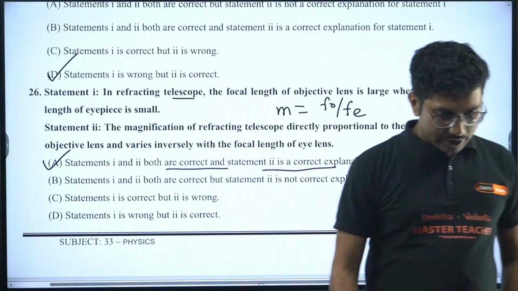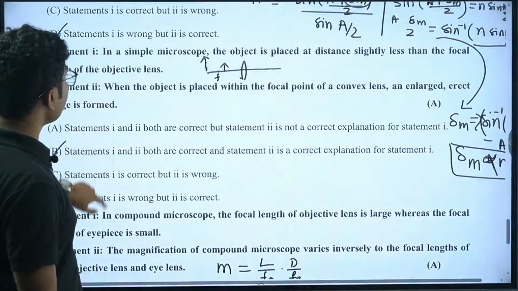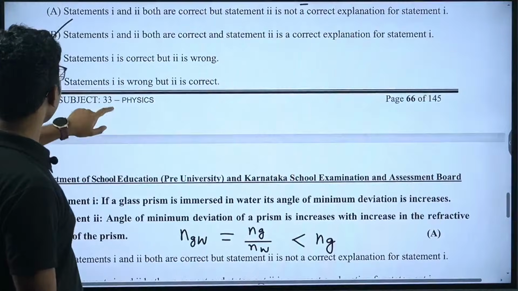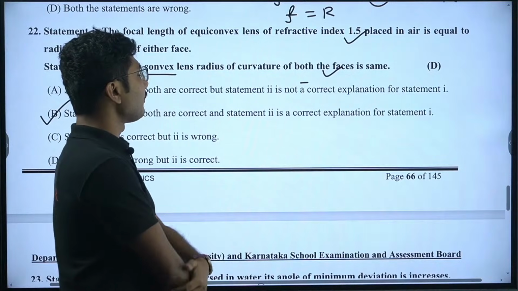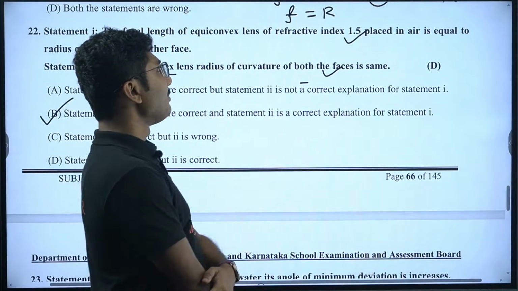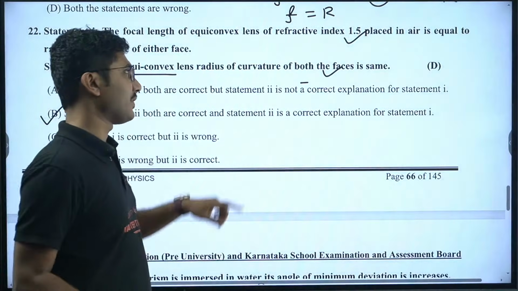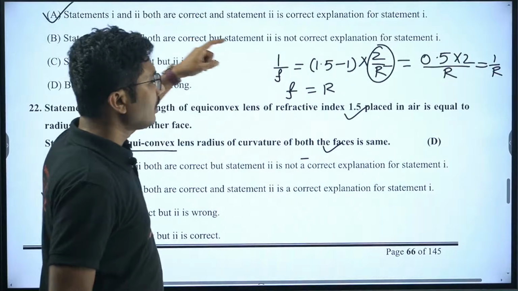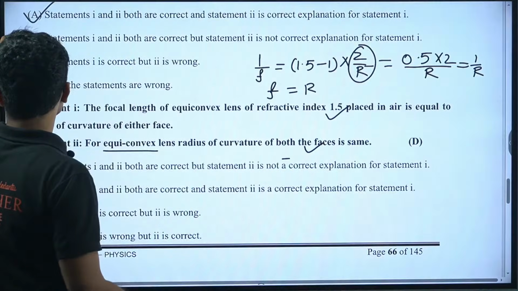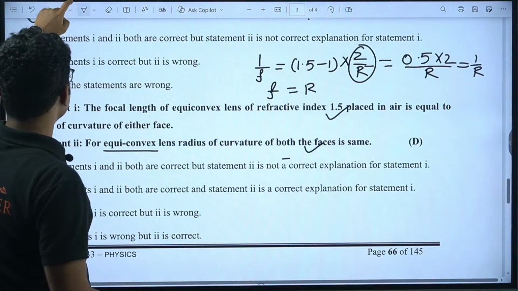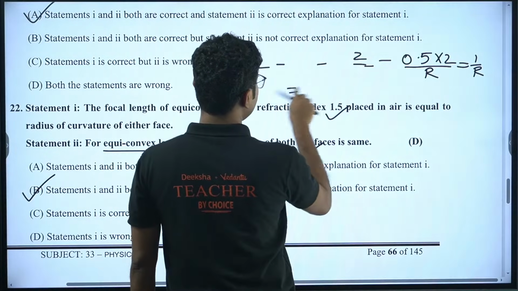Rukmini is saying, can you explain 22? Okay, Rukmini, why not? Focal length of equiconvex lens of refractive index 1.5 placed in air is equal to radius of curvature of either face, any one of the faces. Okay, so you can use the lens maker's equation. Let me start from scratch so that you can understand. Let me erase it.